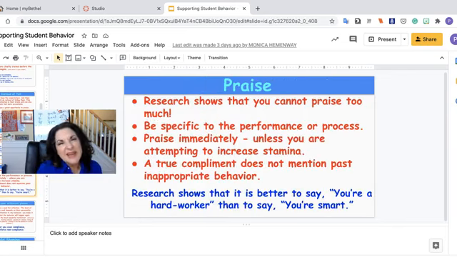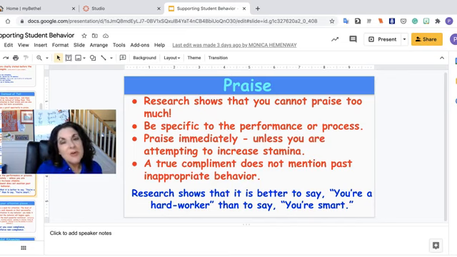Some people say, oh, she praises too much. Well, actually, research shows us that we cannot overpraise. Praise is a very important tool for us in developing behavior. There are some guidelines about praise. We need to make sure that our praise is specific to the performance or the process. So thinking is a process, completing work is performance.